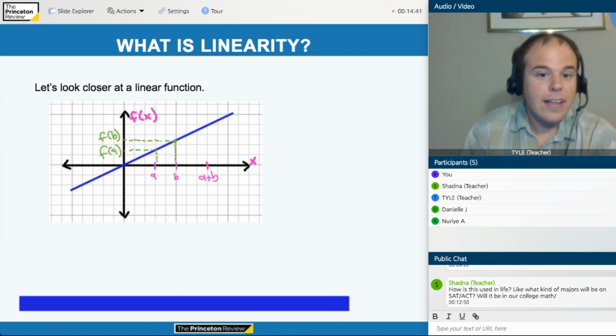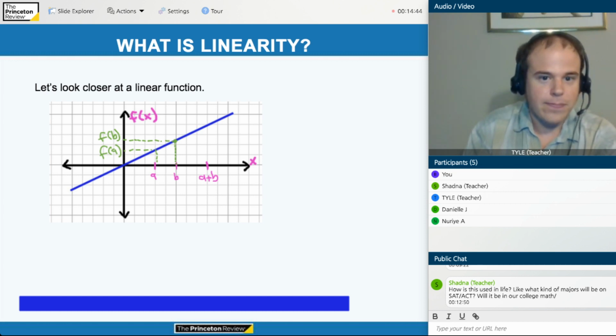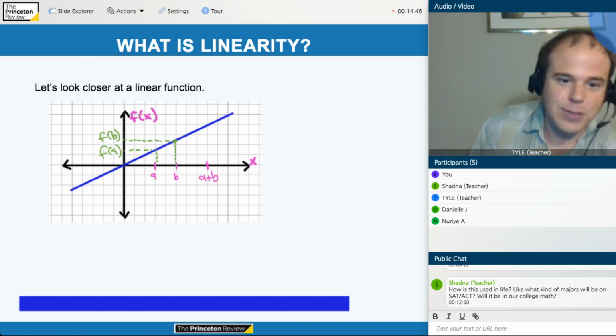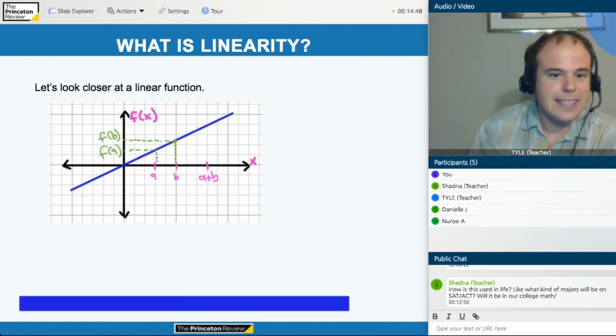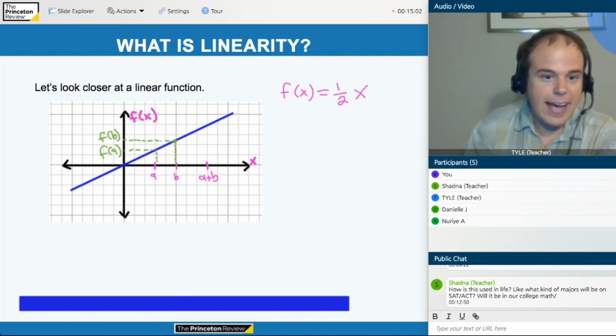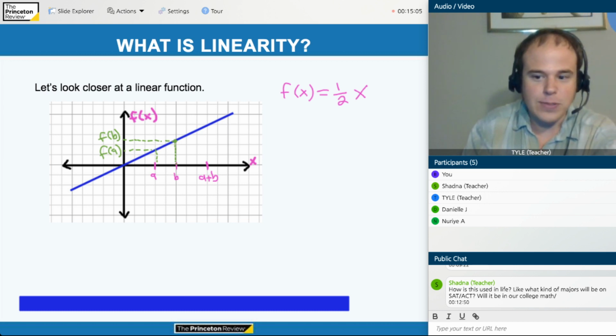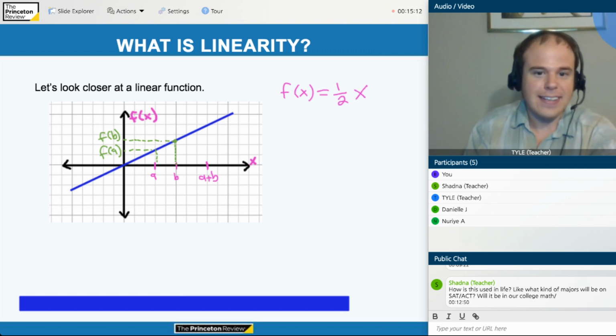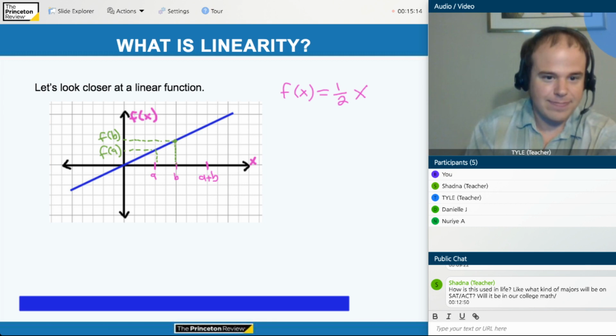Okay, well, for a linear function, we have a special property. Let's see how that works in this particular example. So f of x here, what's the formula for this function f of x? The way that I've drawn it, it's 1/2 x. I can see that the slope is 1/2, since the rise divided by the run would be 1/2 in this case. So the function is f of x equals 1/2 x.